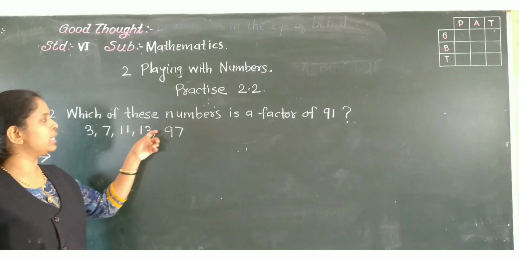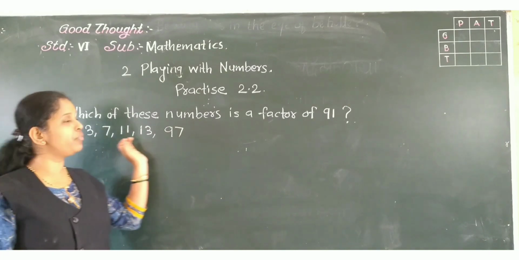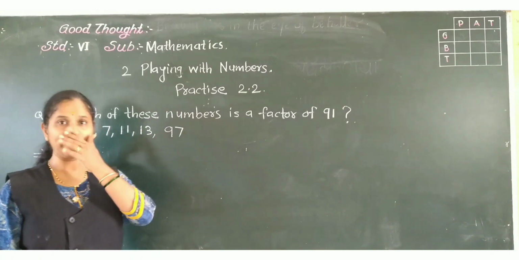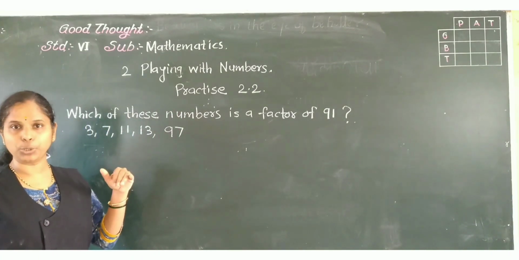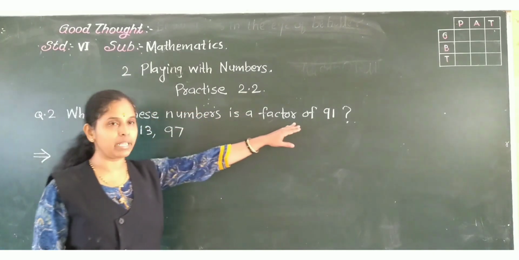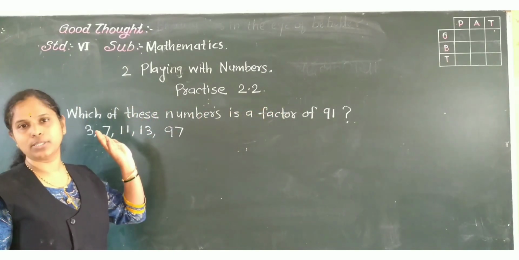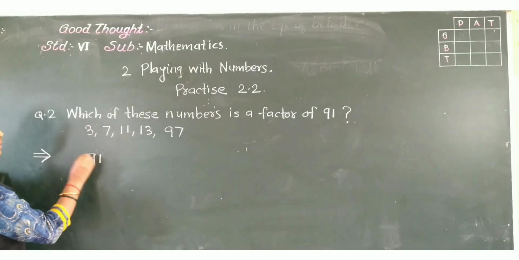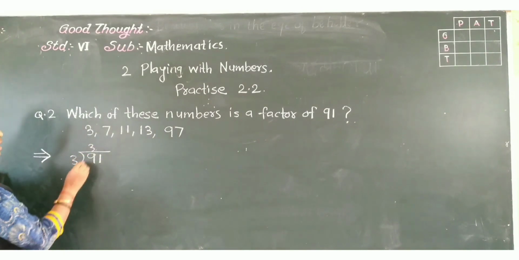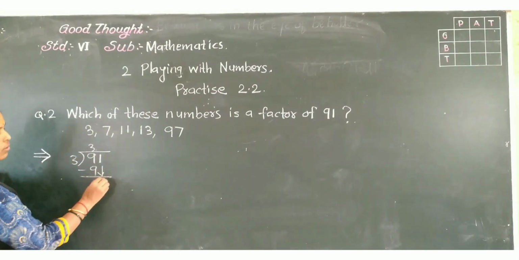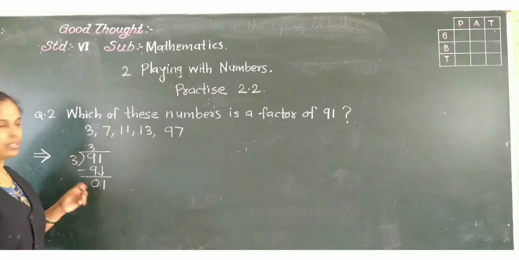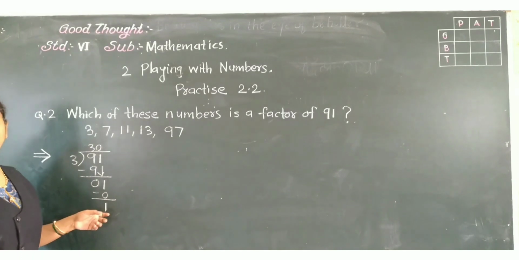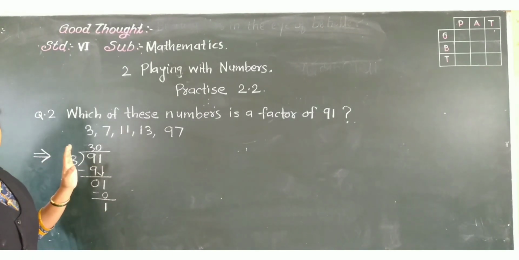Options: 3, 7, 11, 13, 96, 97. Out of which is the factor of 91? Just now we saw. Again, what do we have to do? We have to divide 91 by each of these numbers. See here. First we will divide 91 by 3. 3 threes are 9. Now take 1 down. Can we divide? 3 zeros are 0. The remainder is 1. So 3 is not a factor of 91.